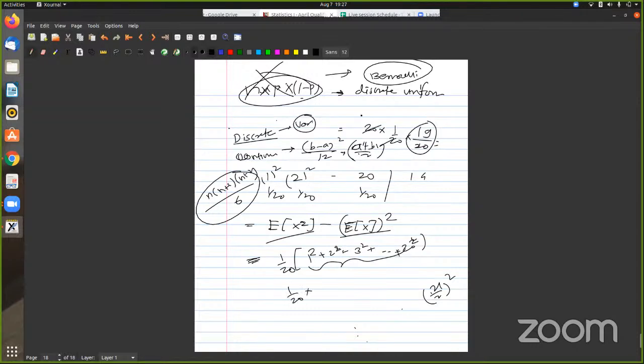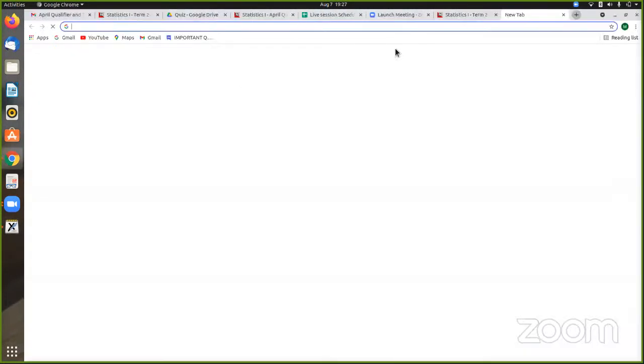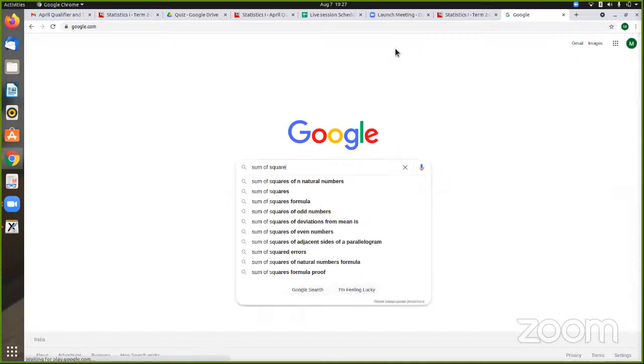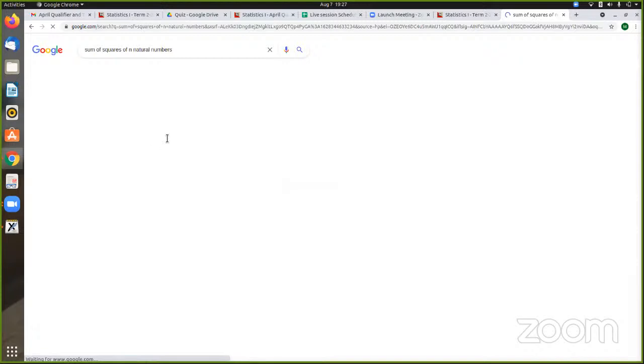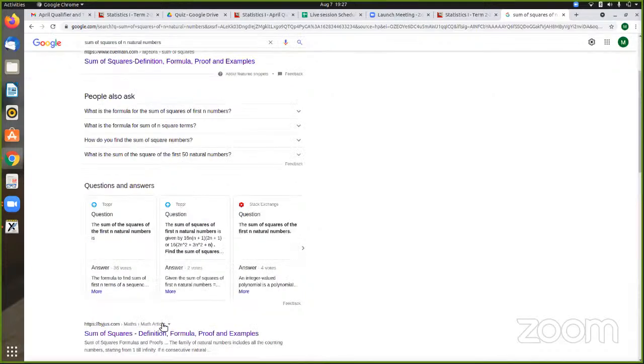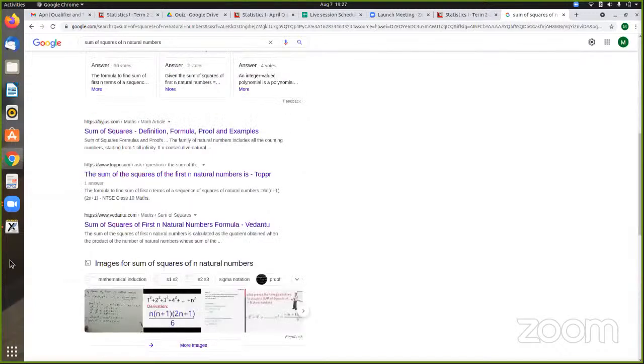One minute, I need to search. Does anybody know the formula here? I'm not good at remembering the formulas. It is n into n plus 1 into 2n plus 1 by 6. Actually, for variance, the formula n square minus 1 upon 12 is given in the lecture as well for discrete uniform variables. Yes, this is for the discrete uniform variables, we are calculating the variance, no sir?